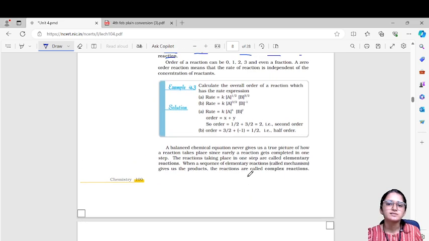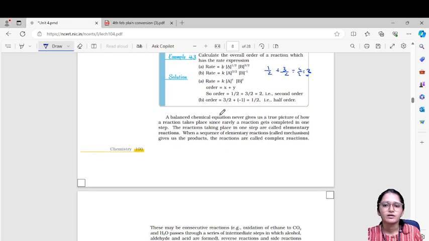Okay, so let us take this example here. Rate is equal to K into A raised to half and B raised to 3 by 2. So if I consider this equation, then the order of reaction will be 1 by 2 plus 3 by 2, which is equal to 4 by 2, which gives 2 as the answer. So the order of this particular reaction will be 2. So this is the way to calculate the order of the reaction.